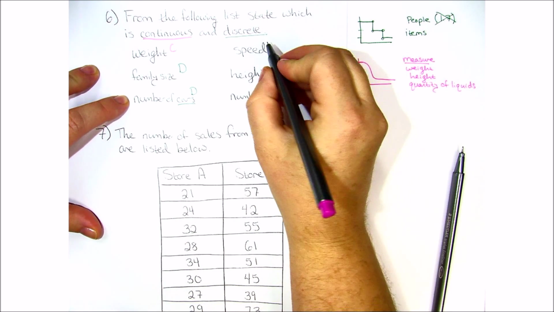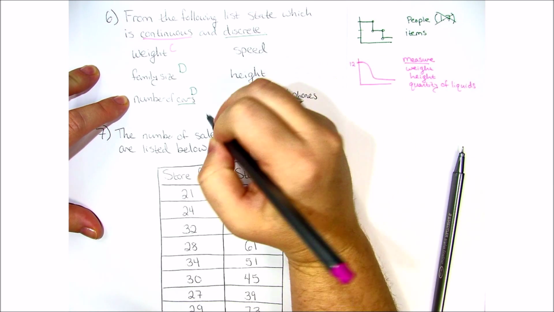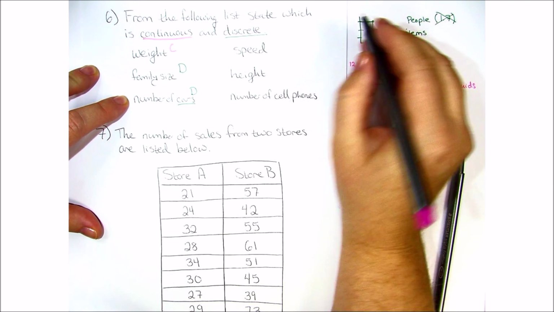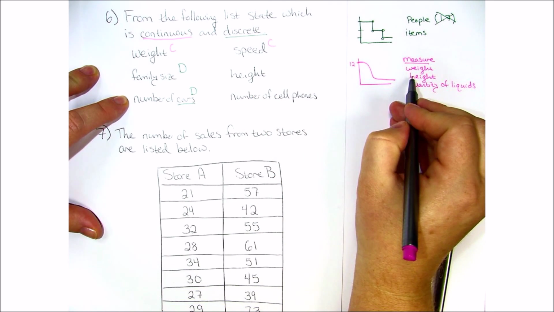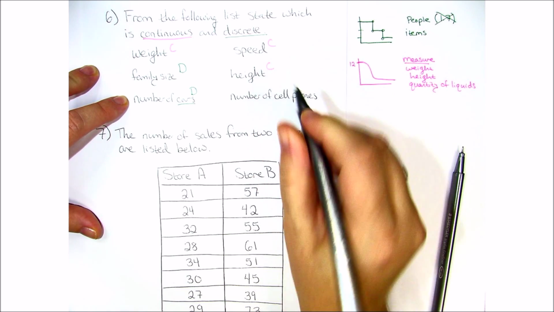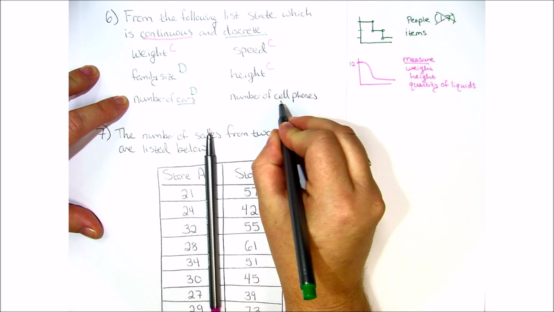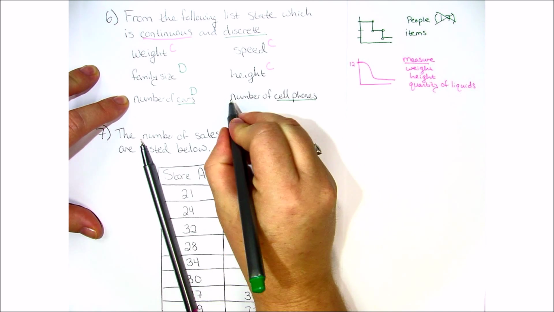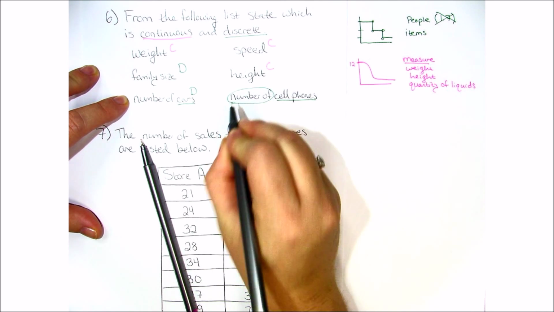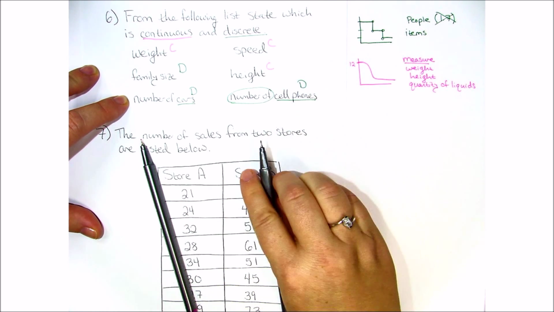Speed. Think about when you're driving your car and you accelerate and then you brake. This is not a sharp edge. It is a continuous curve. Height, we've also already identified, is also continuous. And number of cell phones. Now, there are 2 indicators there. Cell phones is an item. But generally, whenever you see the phrase number of something, it's generally a discrete variable.